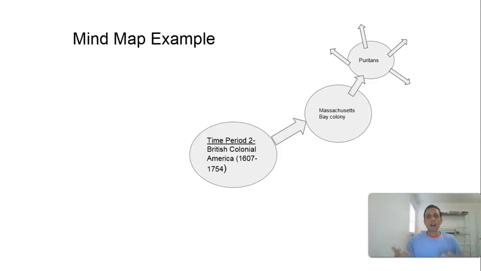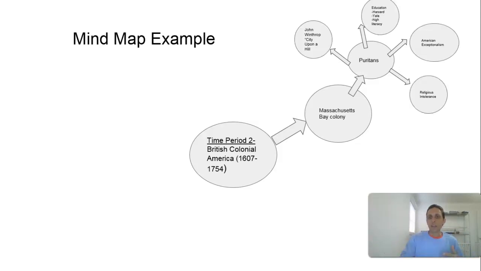You're going to branch off into a lot of different directions with the Puritans. You might think of things like John Winthrop and his City Upon a Hill, or their value of education and the foundation of universities like Harvard and Yale, and the fact that they had a high literacy rate, or the idea of American exceptionalism, or even how intolerant they were as a group of people. Now you could keep going with this. You could branch off from these smaller ones. What does each of these different smaller things make you think of?